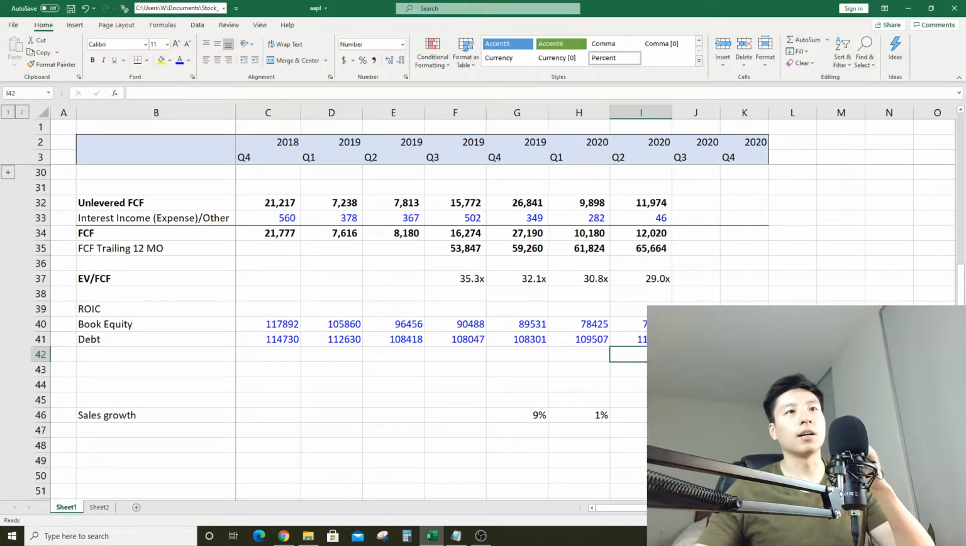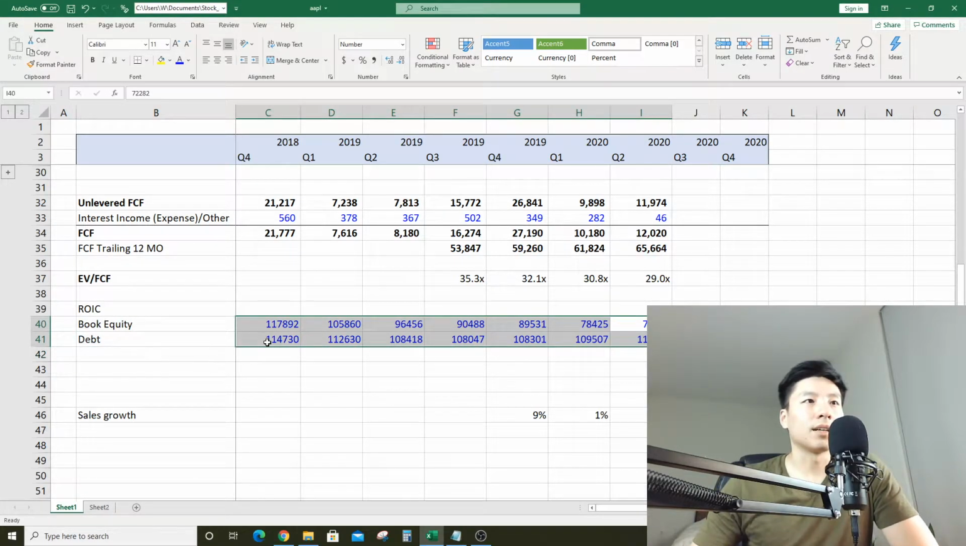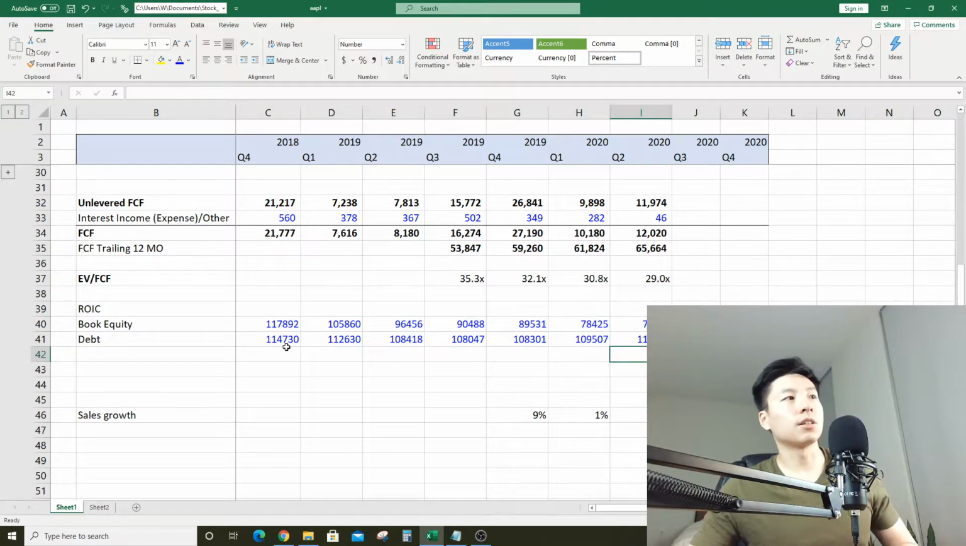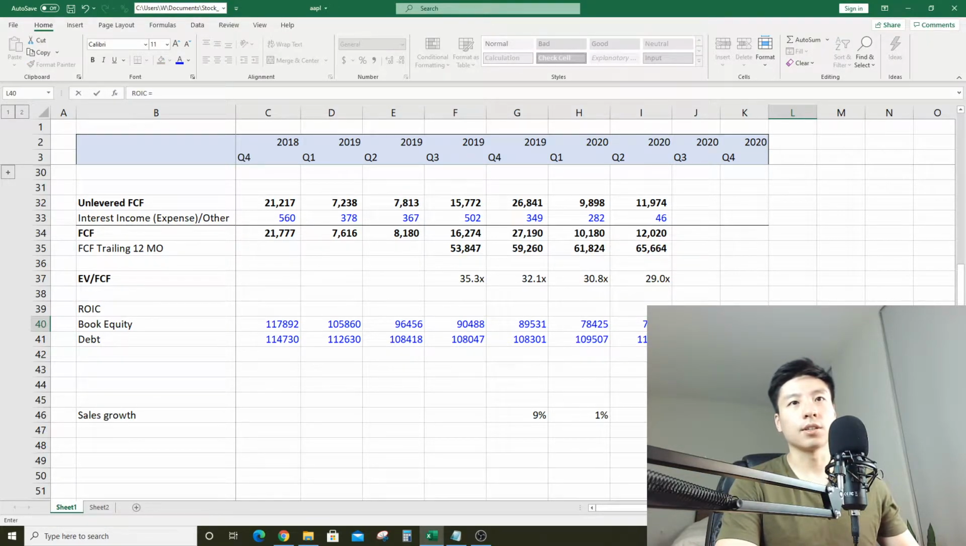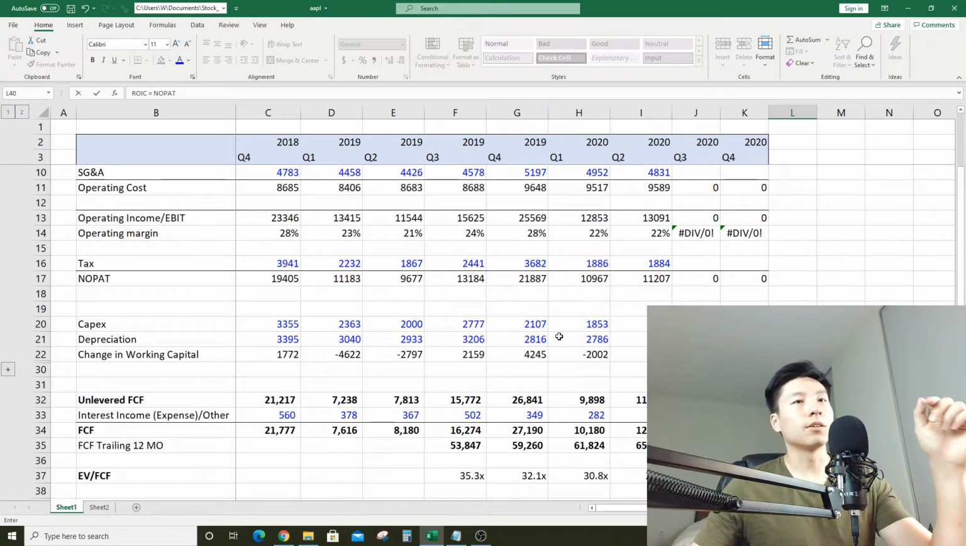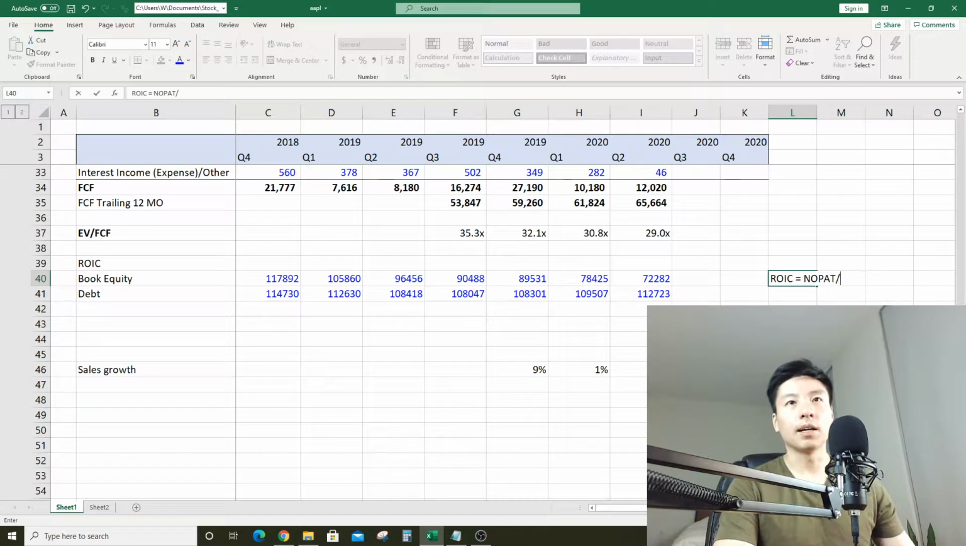So I'm going to dive right in. I've pre-filled this before the video, just in the interest of time, but I'm going to show you how to find ROIC on the statements. The formula for ROIC is just NOPAT, which, if you remember, we went over in part 1, divided by average invested capital.